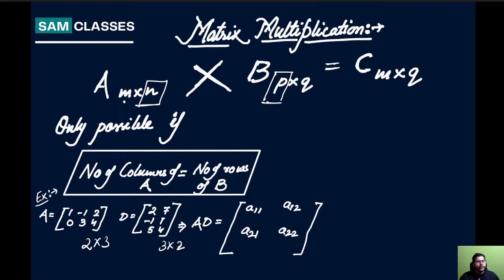Now, coming to the properties here. Matrix multiplication, very, very, very important. So what do we have in matrix multiplication? I'm seeing a bit of a delay.